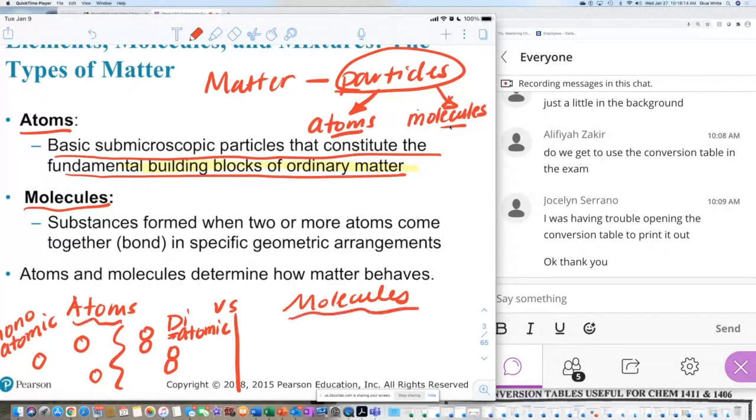Okay, molecules in general represent any two atoms combined together. Well, it can be two or more. So the minimum requirement to have a molecule is that you have two or more atoms combined together. And they combine together in a specific geometric arrangement.